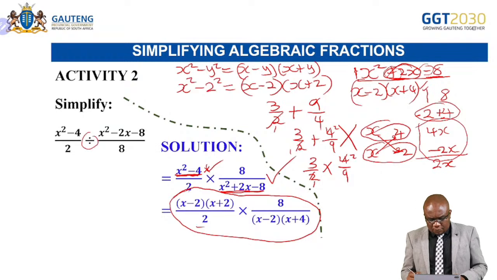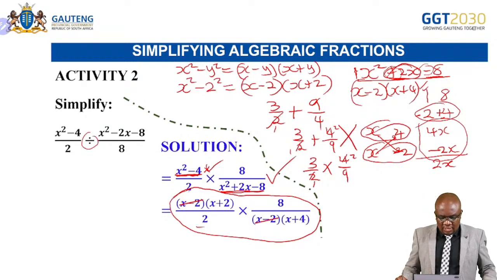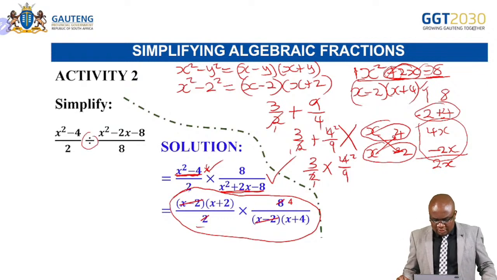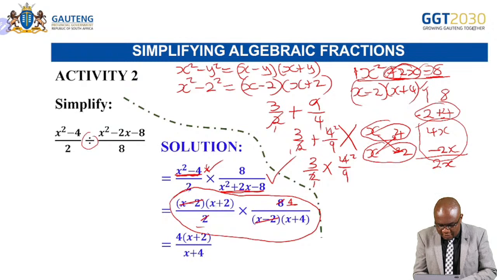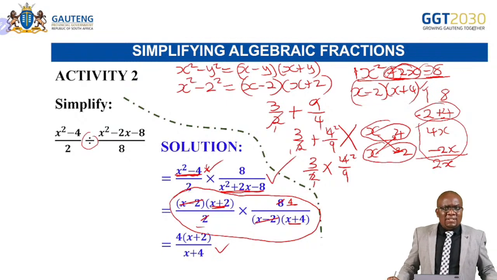Now, we can say x minus 2 divided by x minus 2 is 1. And then 2 into 2, 1, 2 into 4, 8, 4. And then, done. We have everything. Now it's going to be 4 times x plus 2 over x plus 4. We have simplified that.